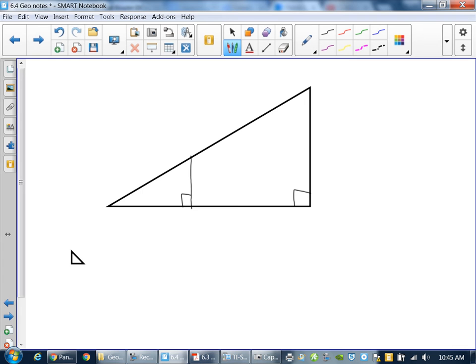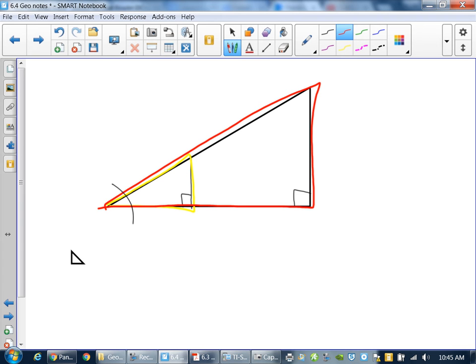Look at what you have. You have a small triangle here, and a large triangle there. What do they have in common? They have the right angles. What else do they have in common? Don't they have that in common?